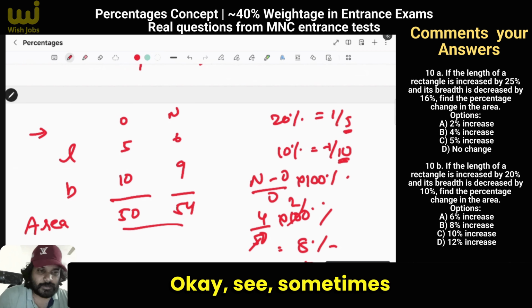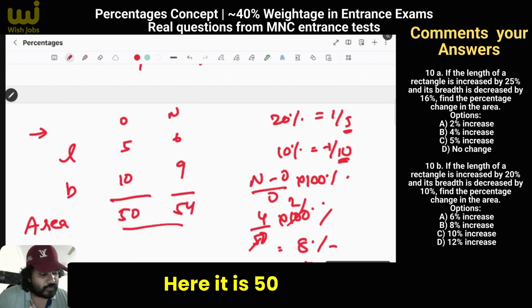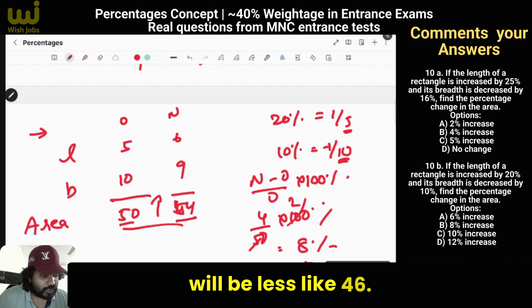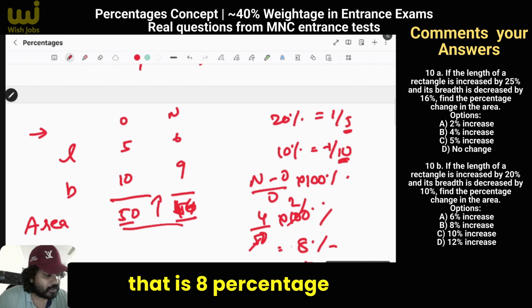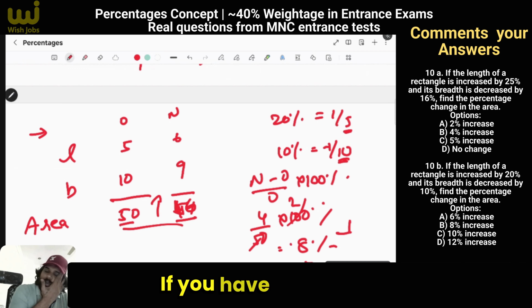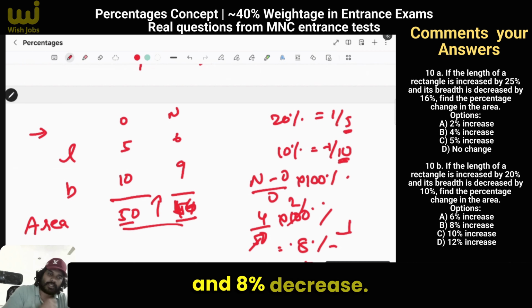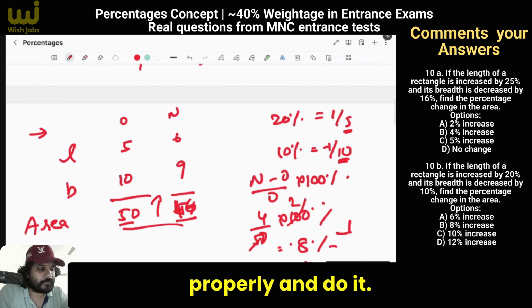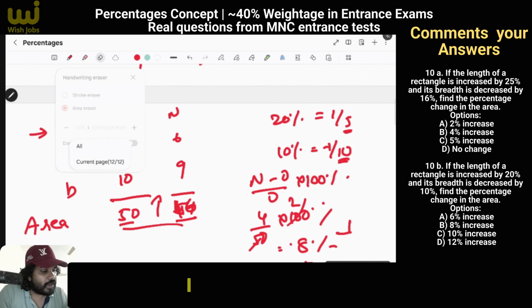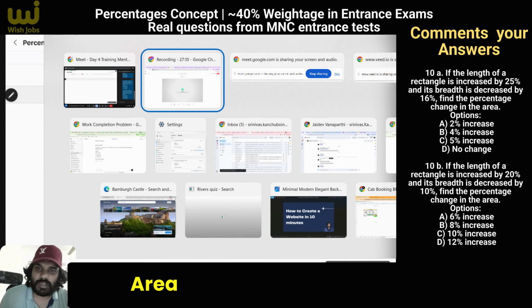Okay, see, sometimes the question will be so tricky. Here it is 50 and it is 54. That means it increased. Sometimes the value will be less, like 46, but still you will get 8%. That is 8% decrease. If you have both the options, 8% increase and 8% decrease, see the option properly and do it. Cool. I think we are good with rectangles, area of the rectangles as well.